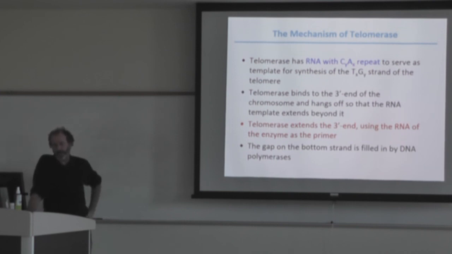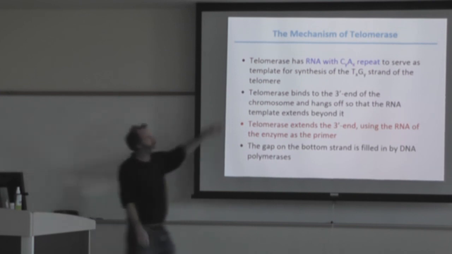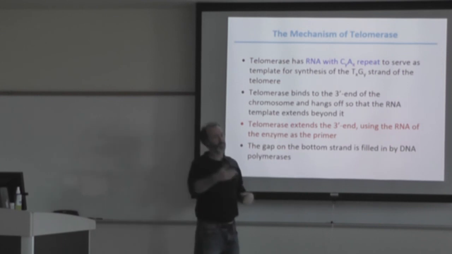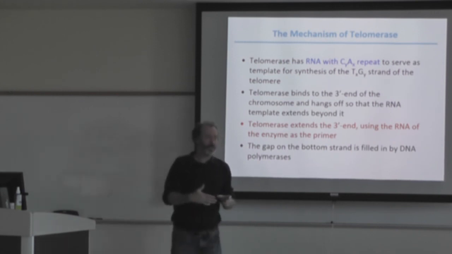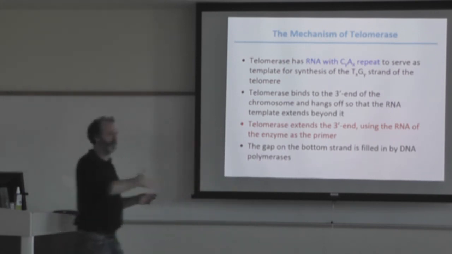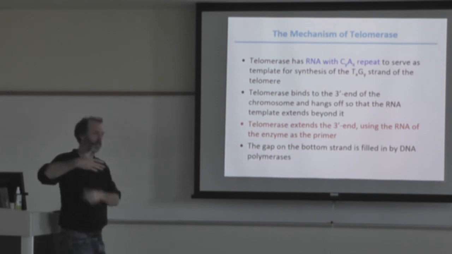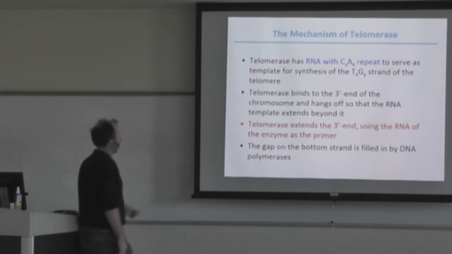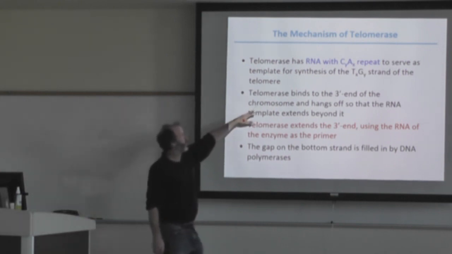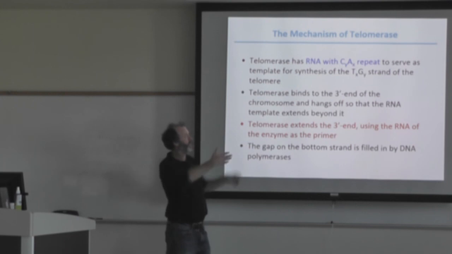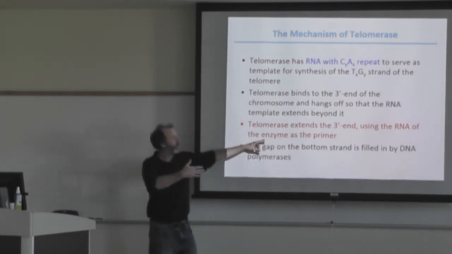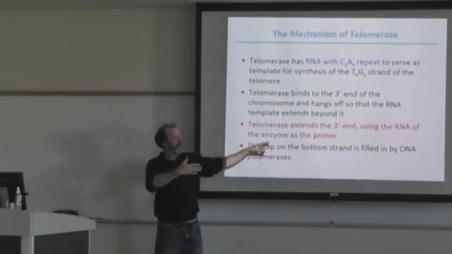Telomerase has an RNA with a CCCAAUCCC repeat to serve as the template. So telomerase, the enzyme itself, has an RNA template that's built into the enzyme, so you can add base pairs on the growing DNA strand. So telomerase binds to the 3' end of the chromosome, hangs off so the RNA template extends beyond it, and then telomerase extends the 3' end using the RNA of the enzyme as the template.